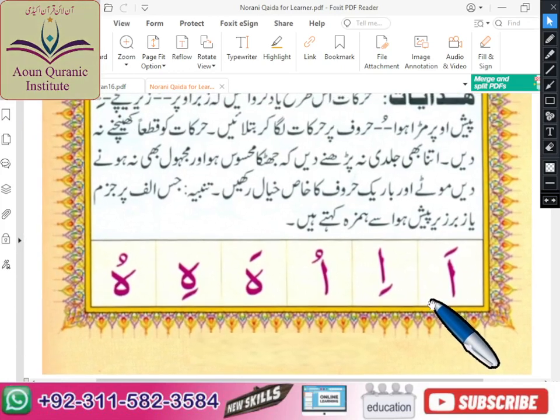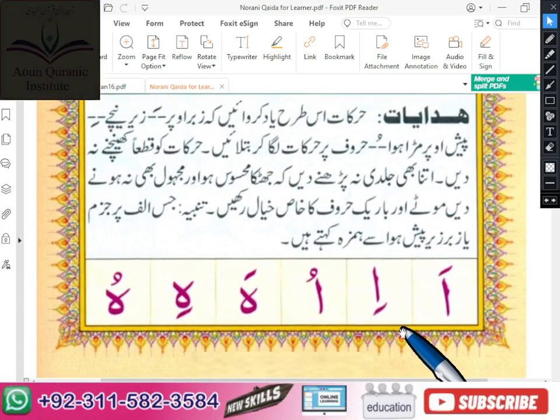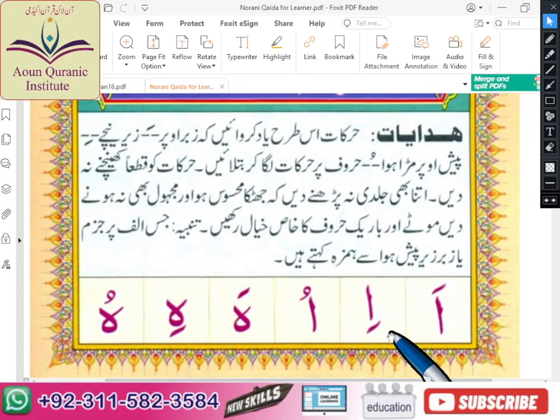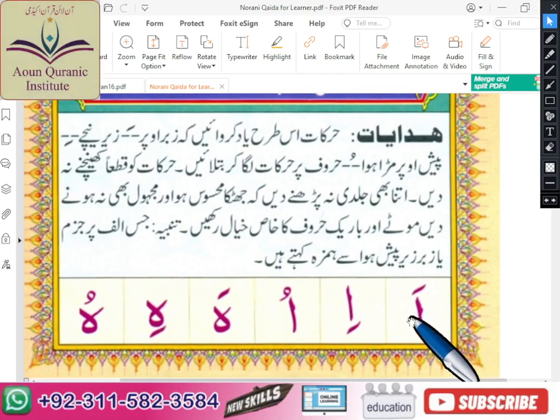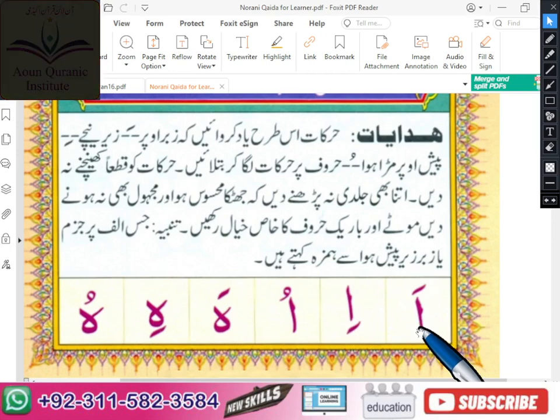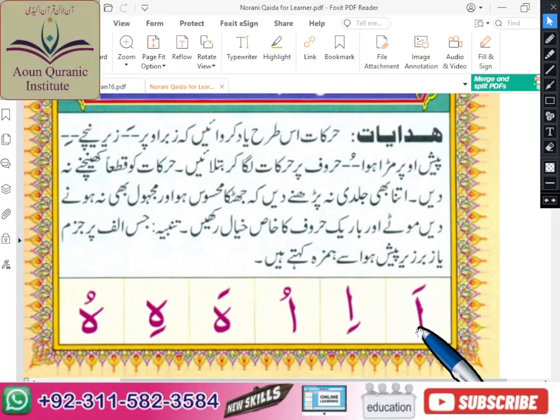Today I am teaching about these letters. First point is, please note the point. Whenever you see this letter, alif, only alif without any symbol, it's alif. If you see it with any symbol, like up there is anything or down anything, it will convert into hamza. Alif will convert into hamza.